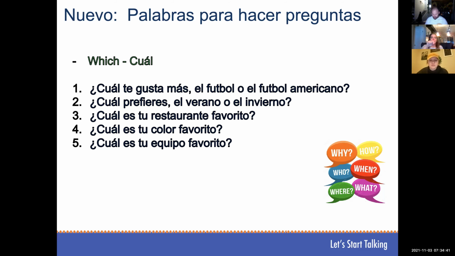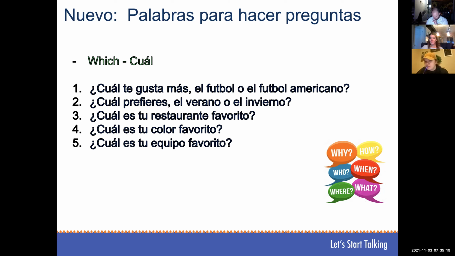You want me to start? Go ahead. ¿Cuál te gusta más, el fútbol o el fútbol americano? Me gusta el fútbol americano. More, so más. Would that be at the end? Or me gusta más? Me gusta más. Me gusta más el fútbol americano. ¿Cuál prefieres, el verano o el invierno? Prefiero verano. ¿Cuál es tu restaurante favorito?